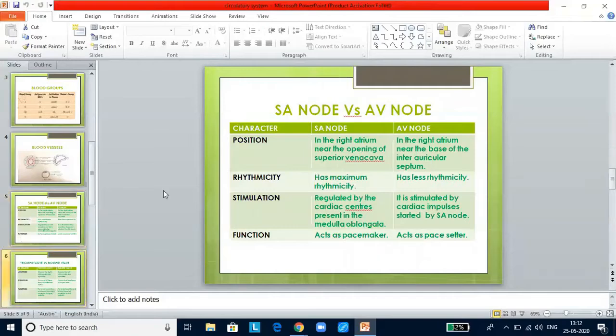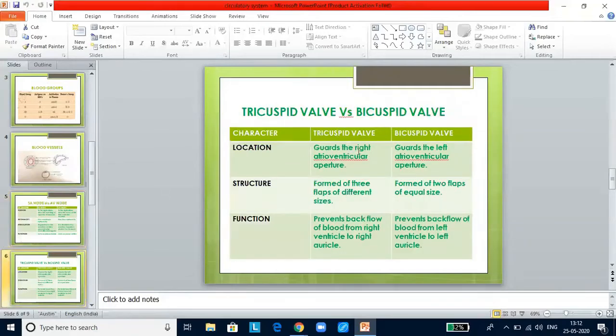Now, between the tricuspid valve and the bicuspid valve, the tricuspid valve is present between the right atrium and right ventricle. The bicuspid valve is present between the left atrium and left ventricle.